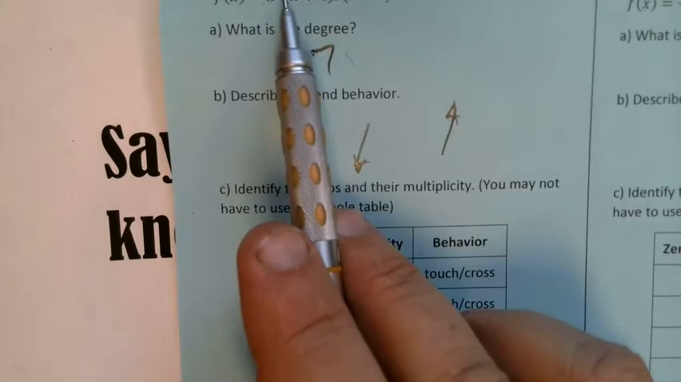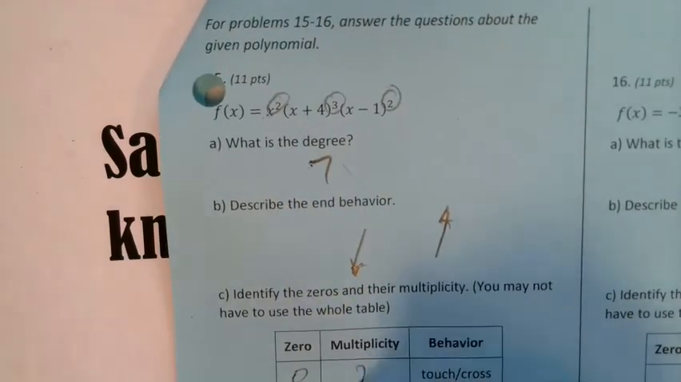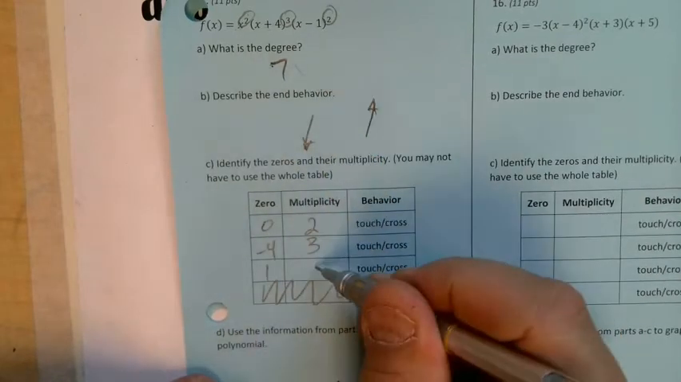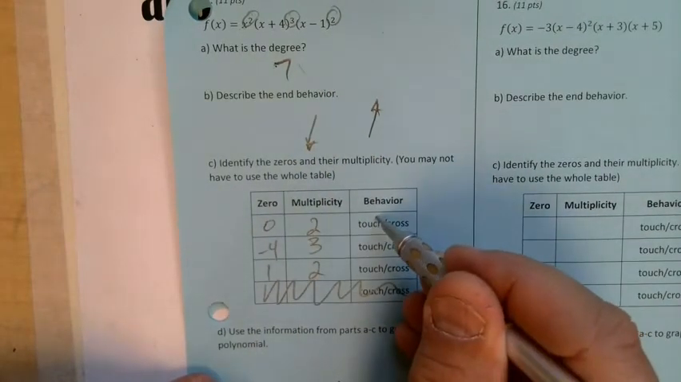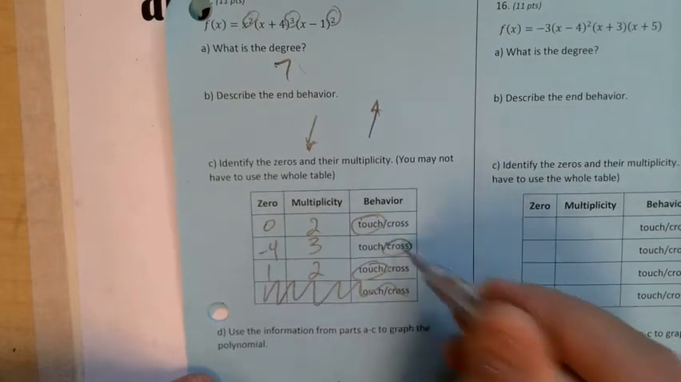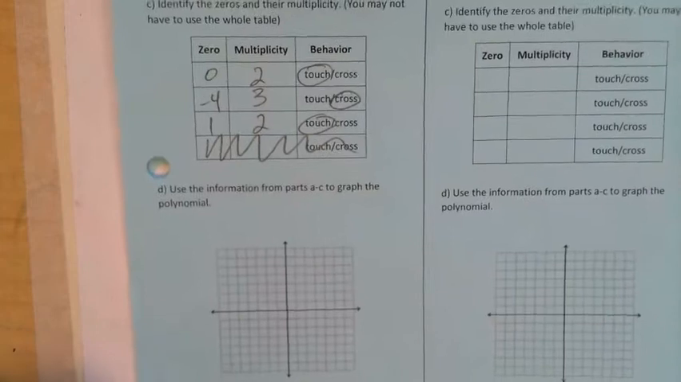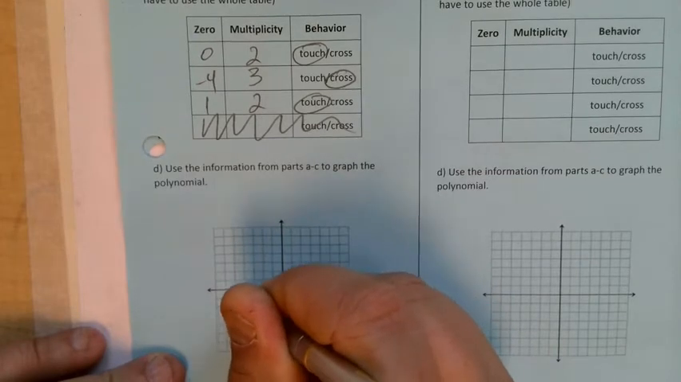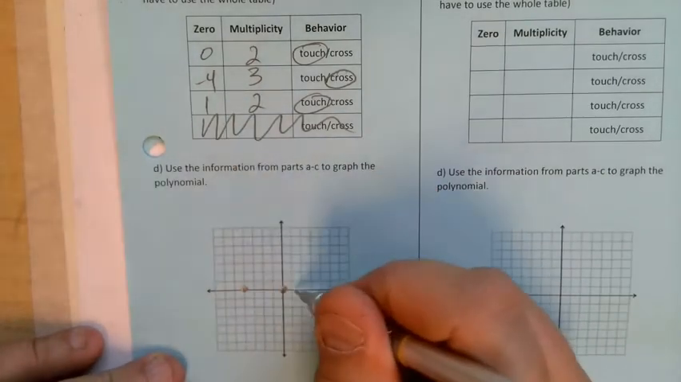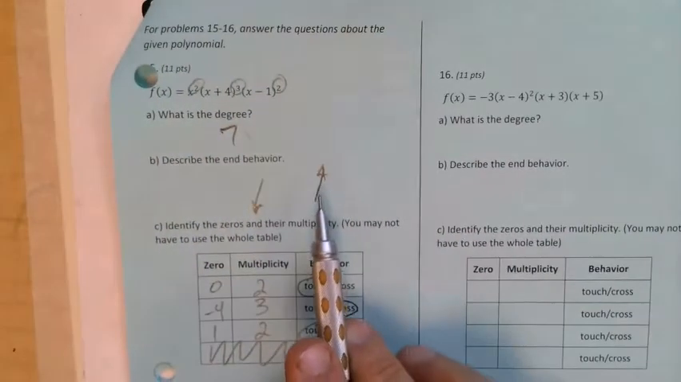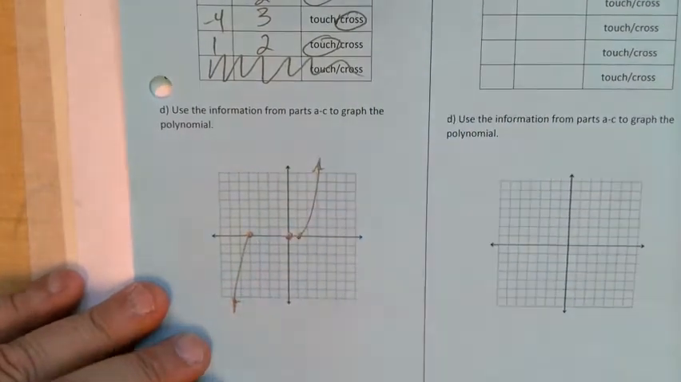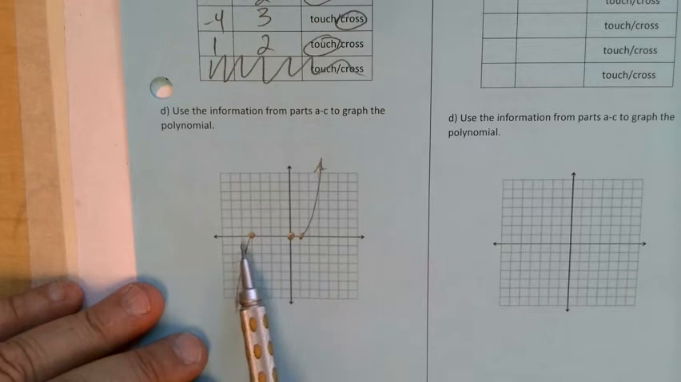Multiplicity. The multiplicity is the exponent here. So here it's 2. So let me scroll up here, pan out so I can see the whole thing. Here it's 2. There it's 3. Here it's 2. And whenever it's even, it's going to touch it. And when it's odd, it's going to cross it. So what that tells me is I have a zero at 0, a zero at negative 4, and a zero at 1. The end behavior is up to the right, down to the left. So from this, I'm going to go up to the right. Here, I'll go down to the left. So for the ends, you pick from the right zero and the left zero.